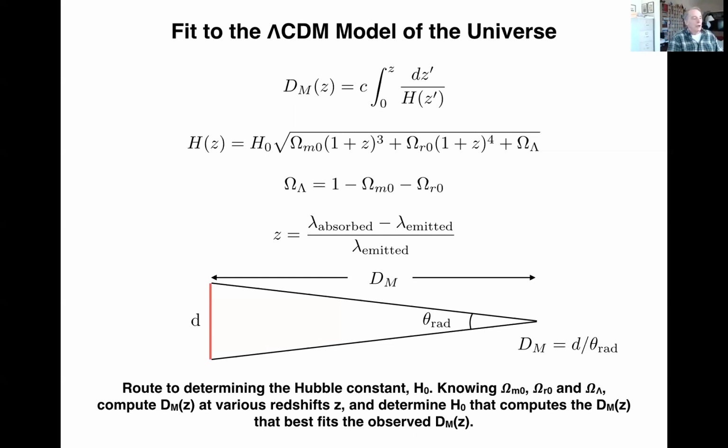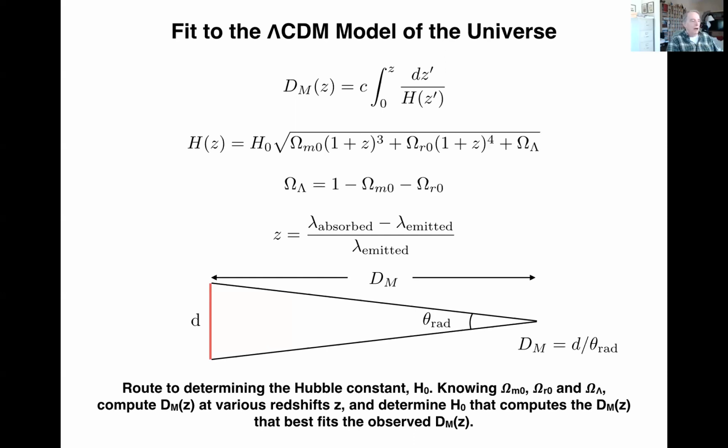Okay, so the only lesson I want from these set of formulas is the fact that given the Lambda cold dark matter model of the universe, which sets these parameters, we can compute H(z) and we can compute the angular distance. The angular distance, by the way, is shown at the lower right. D sub m is equal to the physical width of the object divided by the angle that it appears in the sky.